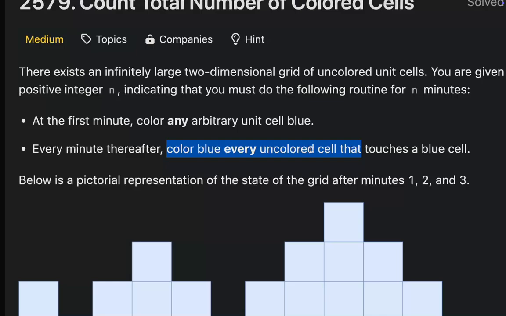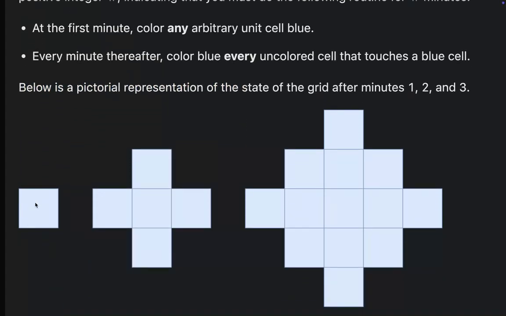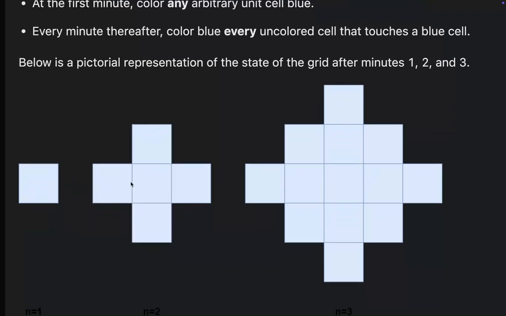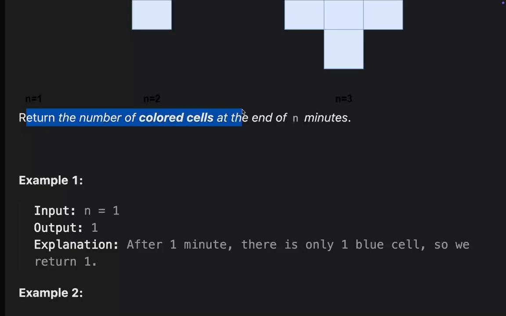So it's kind of a flood fill. Below is a pictorial representation. Here we have n as 3, so this is time 1, and at time 2 the blue color will spread in 4 directions. This blue box represents the second time. Then on the third time it will further spread in the 4 directions, and that's all for these 3. Then we need to return the total number of colored cells after n minutes.